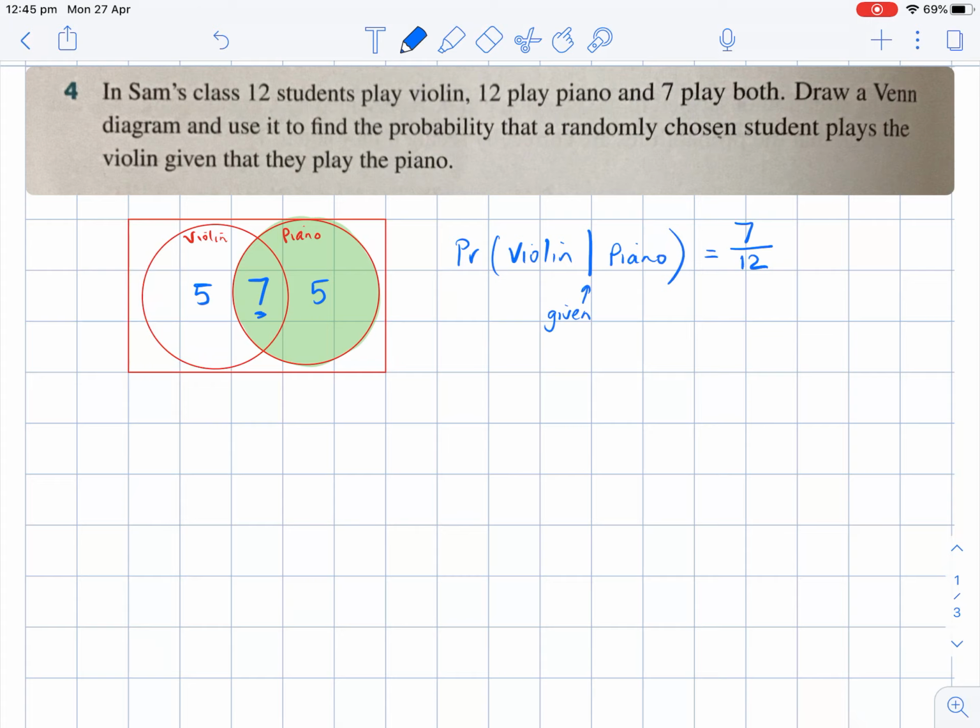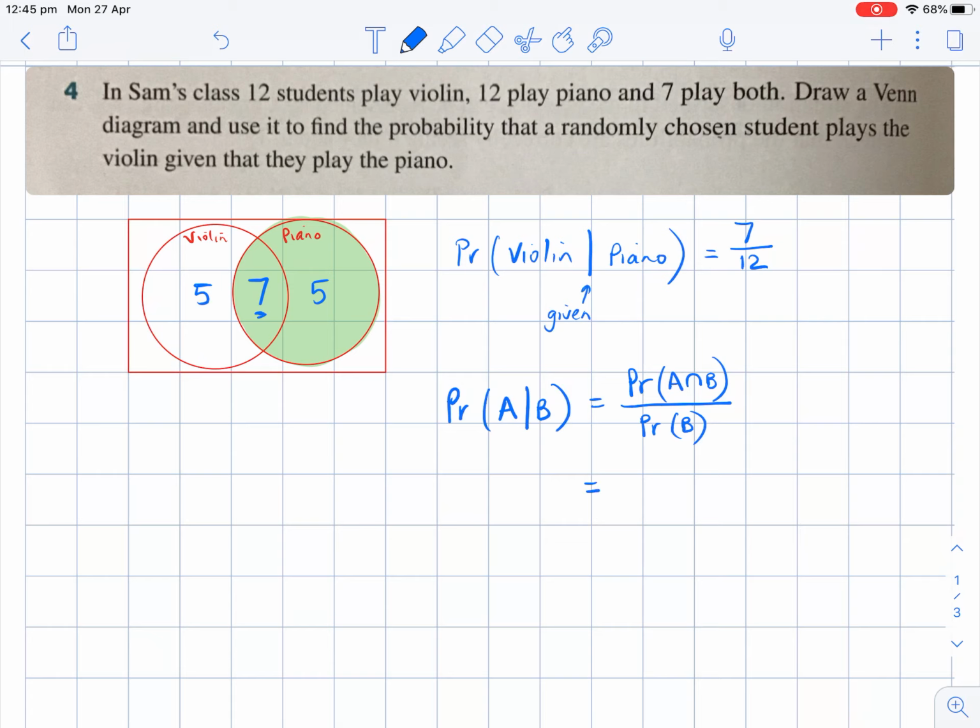Now, there's also the rule for conditional probability. So that's our common sense approach where we look at a diagram and just consider a reduced sample size. But if I want to work with the rule, and sometimes it's useful to work with the rule, the probability of A given B is equal to the probability of A and B divided by the probability of B.